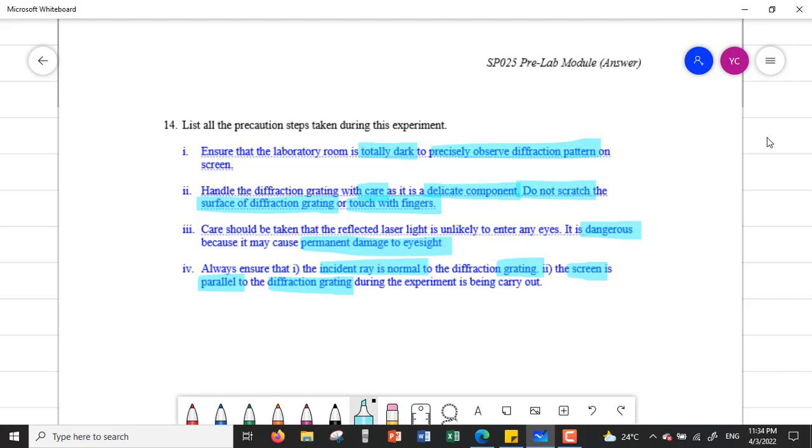So that's it for our pre-lab worksheet for experiment 6. I hope that by answering all the questions, you have gotten a rough idea of experiment 6.